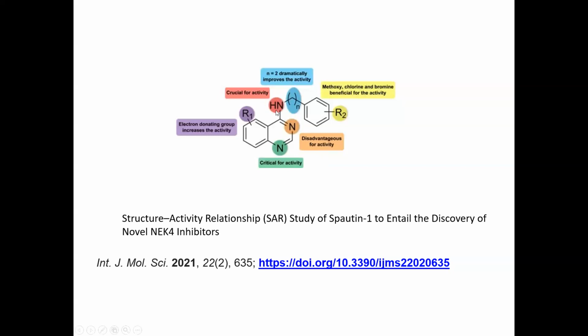Now see that this NH secondary amino group is very important for the activity, it's crucial for the activity. And you can see this is a side chain, (CH2)n. If n is equal to 2, the activity of the drug dramatically increases. This aromatic ring you can call ring A. If the R2 group here is methoxy, chlorine or bromine, the activity of the drug increases. In aromatic ring B, if there is an electron donating group, the activity increases.